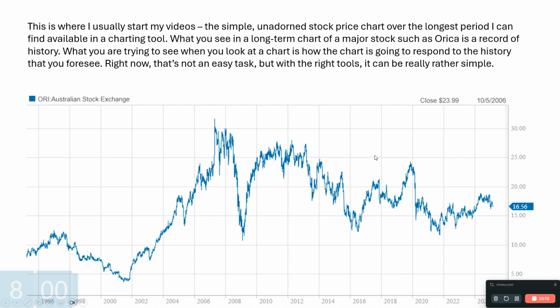This is where I usually start my videos, with the unadorned price line. What I'm suggesting you do here is look at this simple chart and then start remembering all the overlays that you can put onto the chart in order to interpret it to make a profit.